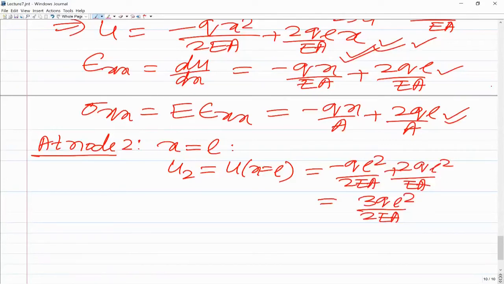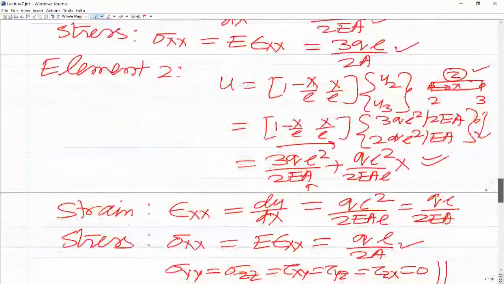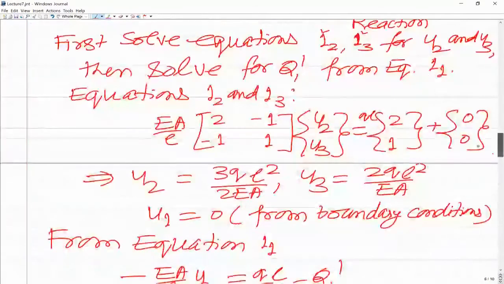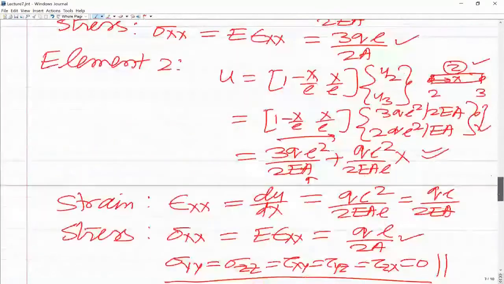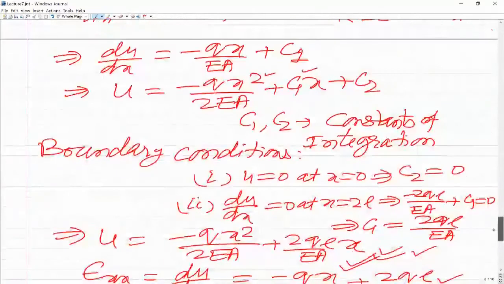Although in the finite element, within each element we are taking u as a linear function of x, at the node we have got the value of u which is exactly the same as the exact solution. So this is the exact solution, and u2 is the same, 3ql square upon 2EA, exactly the same thing. Similarly, keep in mind u3 is 2ql square upon EA. Let's look at the exact solution.